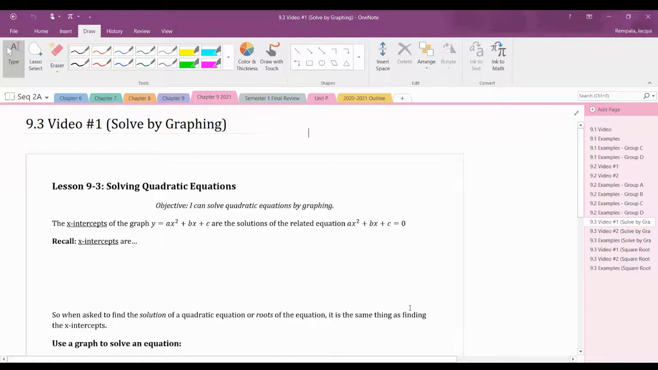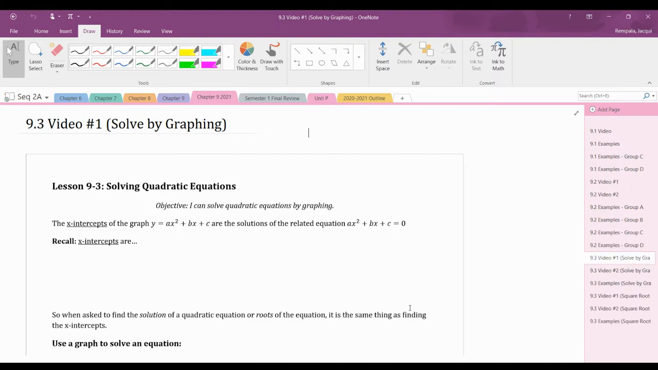Today we're going to look at lesson 9.3, which is solving quadratic equations. So we are going to solve quadratic equations by graphing today. It says the x-intercepts of the graph y equals ax squared plus bx plus c are the solutions of the related equation ax squared plus bx plus c equals 0. So remember, x-intercepts are where the parabola touches the x-axis.